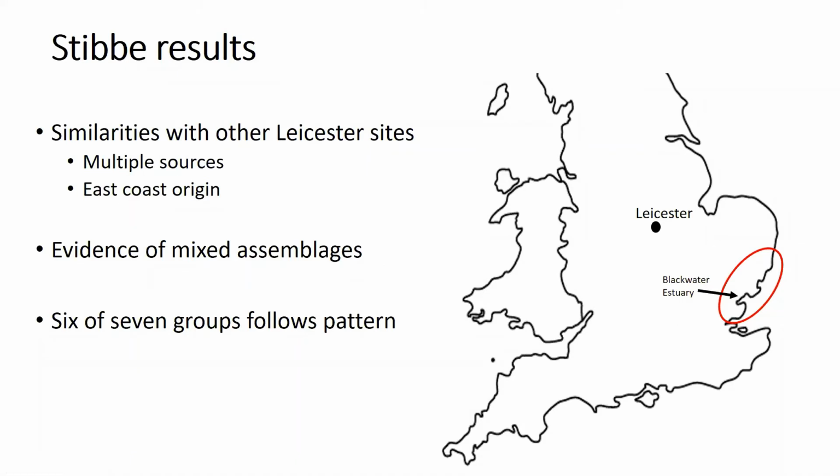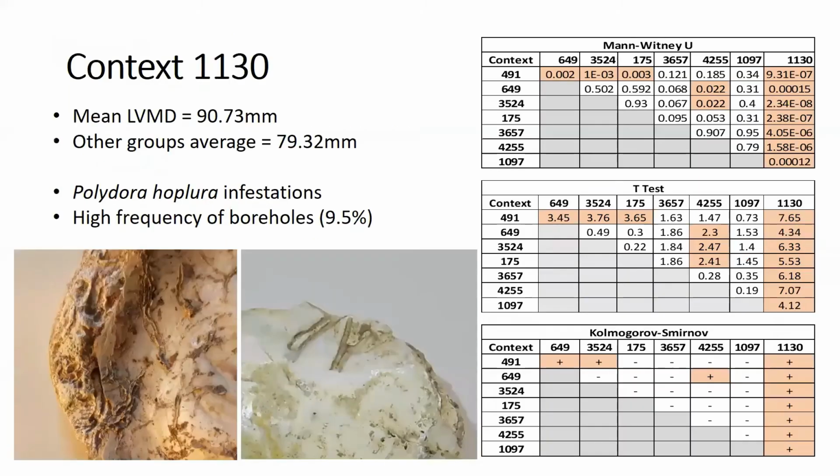This was a group of shells that came from context 1130, which is just the number that refers to the area of the site where the shells came from. So I'm going to call this group 1130. It displayed quite different characteristics from the rest of the oysters. Context 1130 was very distinctive in a number of ways. The first thing that was obvious when I looked at them was that these shells were much bigger than the other shells coming from the site.